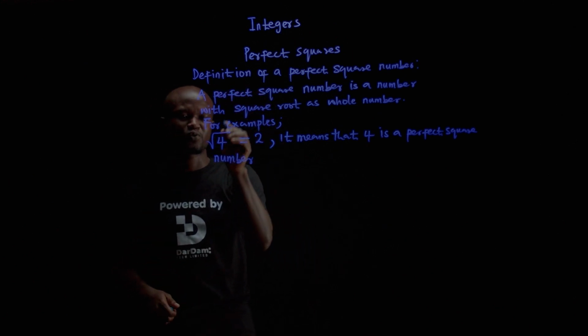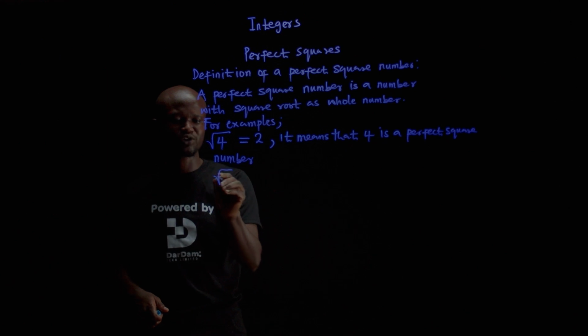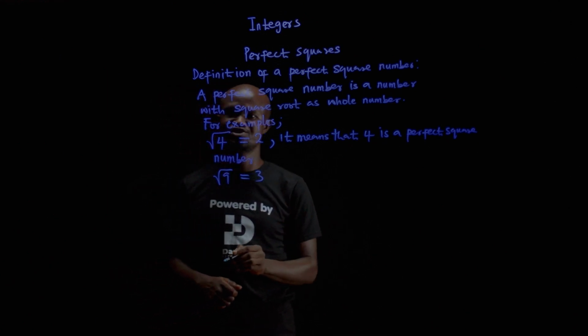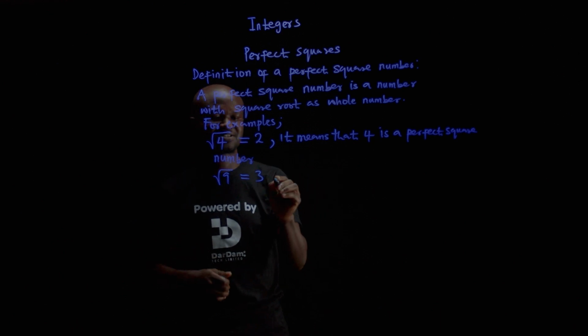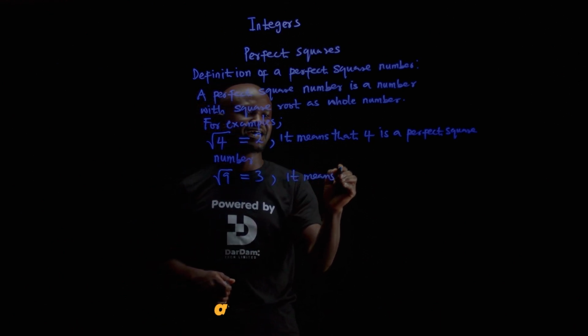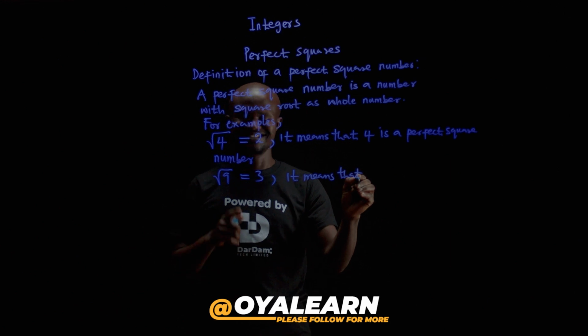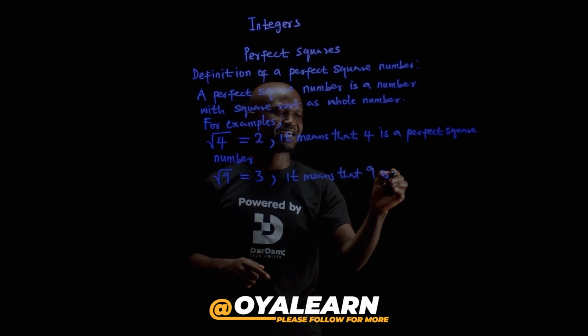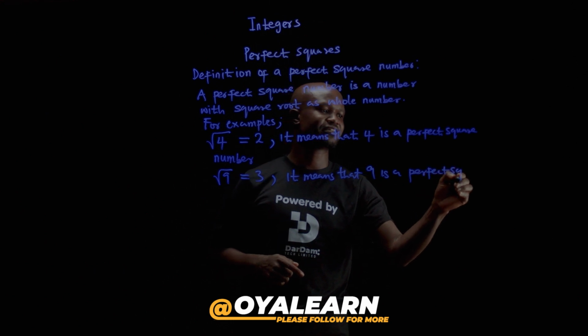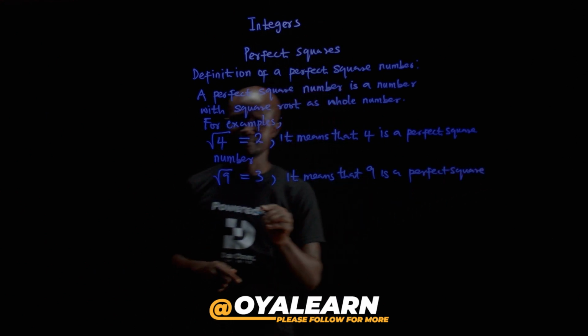Also, for example, we can have the square root of 9, which gives us 3. So what does that mean? It means that 9 is a perfect square number.